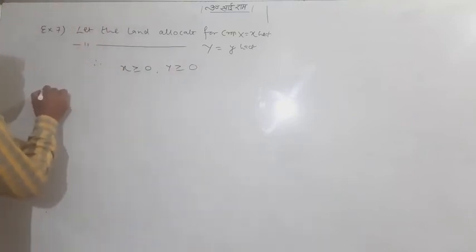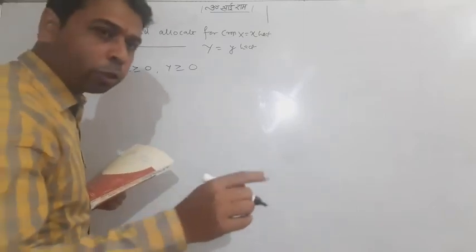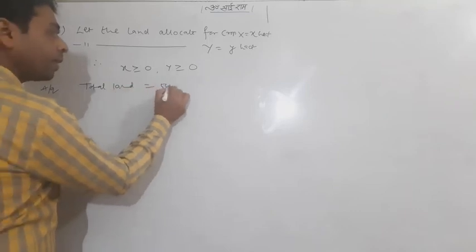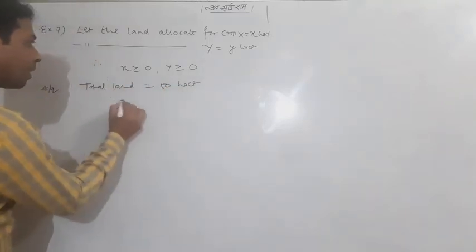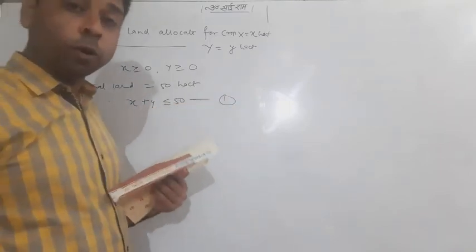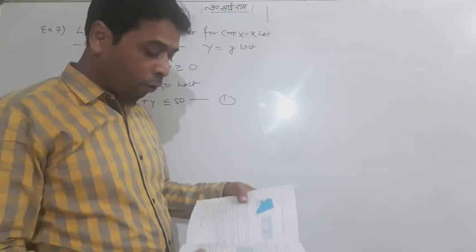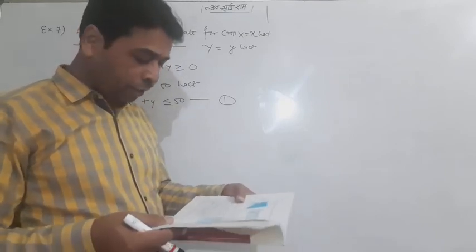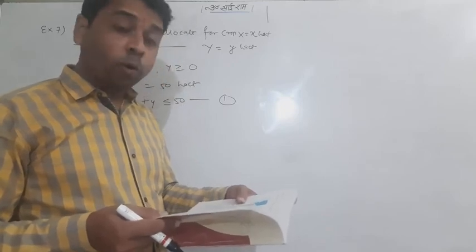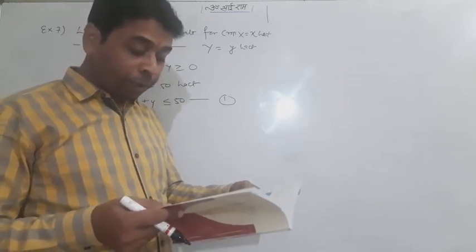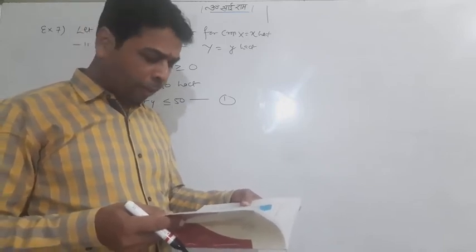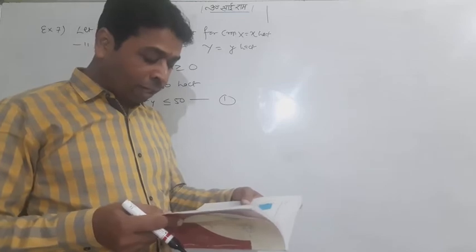And as per the question, the first condition, total land is 50 hectare. So one can understand that X and Y together will always be less than or equal to 50, but not greater than 50. Now the next thing is herbicides. The quantity of herbicide is 20 liter per hectare for crop X, and for crop Y it is 10 liter per hectare. It's very easy. The total herbicide is 800 liter.